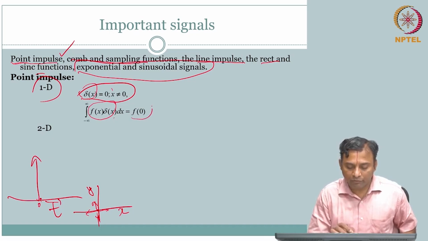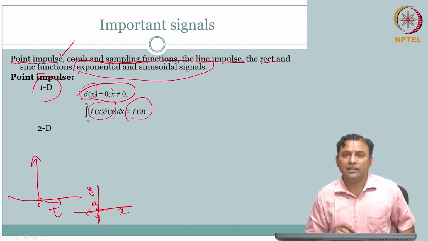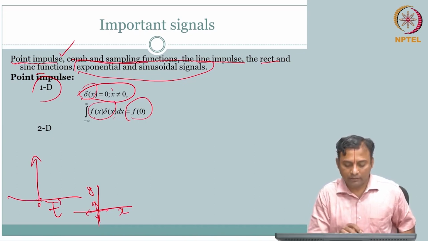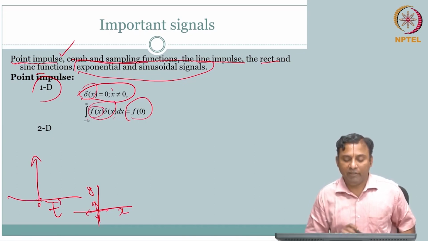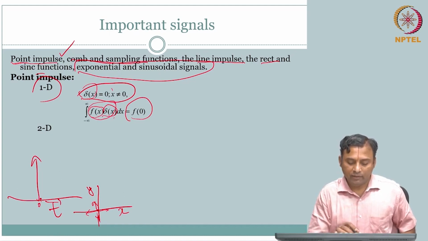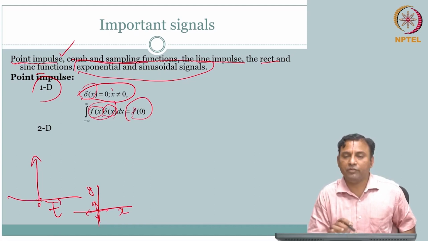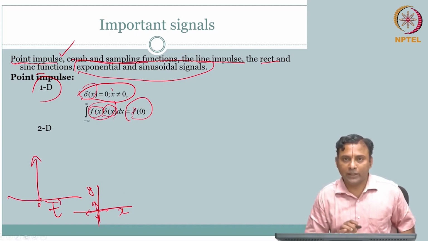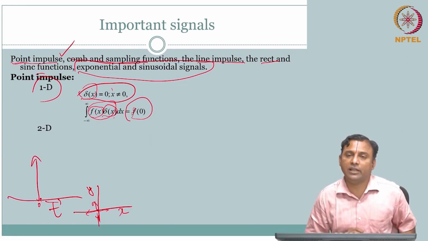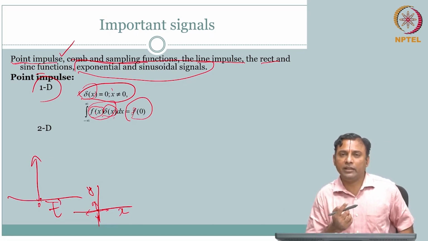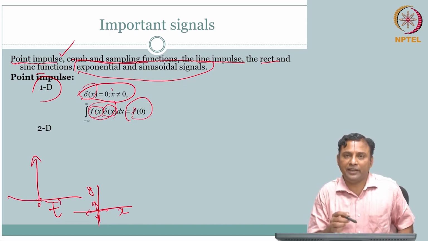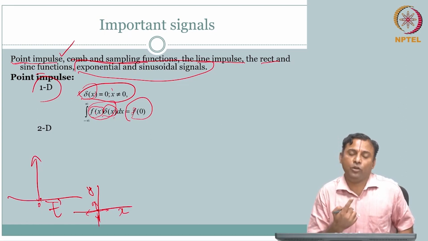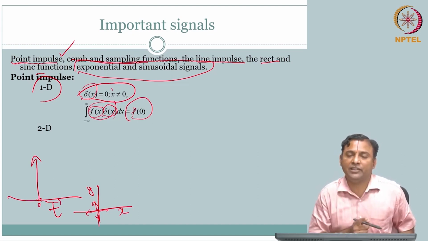That comes out to be f of 0. That means the function's value, this is any function f of x, when it is combined with a delta of x, then you can essentially pick out this f of 0. Whatever value f of x has at 0 can be picked out because of this delta function. So the delta function is unique in that sense: it is defined by itself, but it's interesting because it can be used with other signals to pull out the value of that arbitrary function wherever the delta function exists.